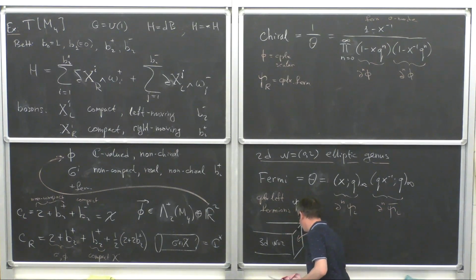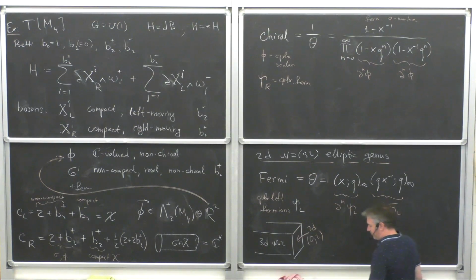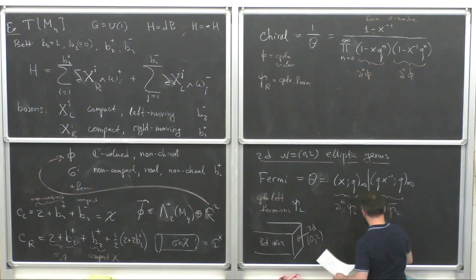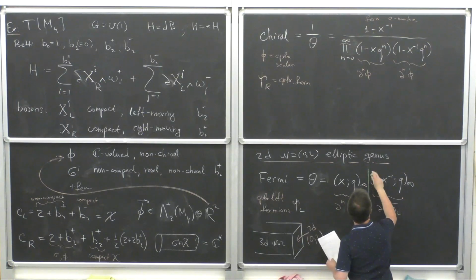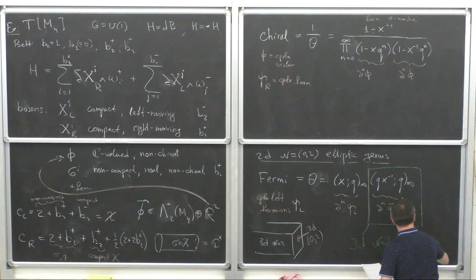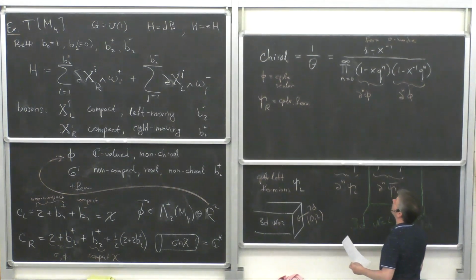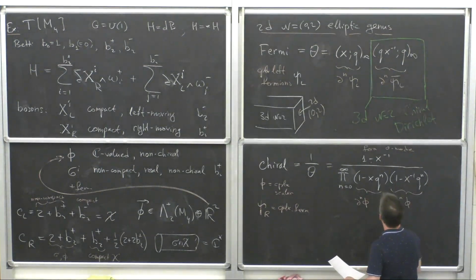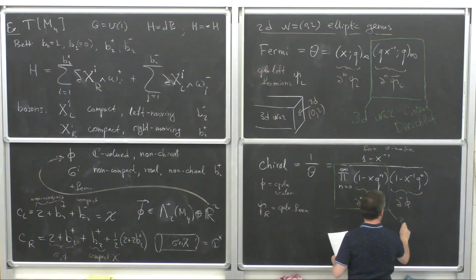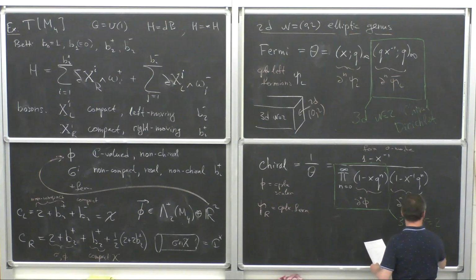For instance, if you start with 3D n equals 2 chiral multiplet and impose Dirichlet boundary conditions, you'll get this part. So this is contribution of 3D n equals 2 chiral multiplet with Dirichlet boundary conditions. On the other hand, this part of the spectrum would be contribution of 3D n equals 2 chiral with Neumann boundary conditions.